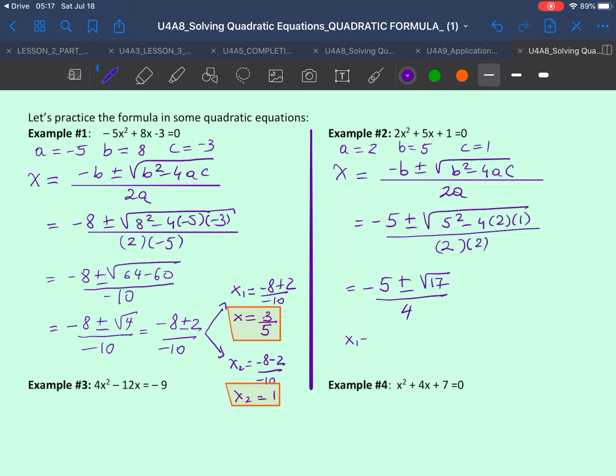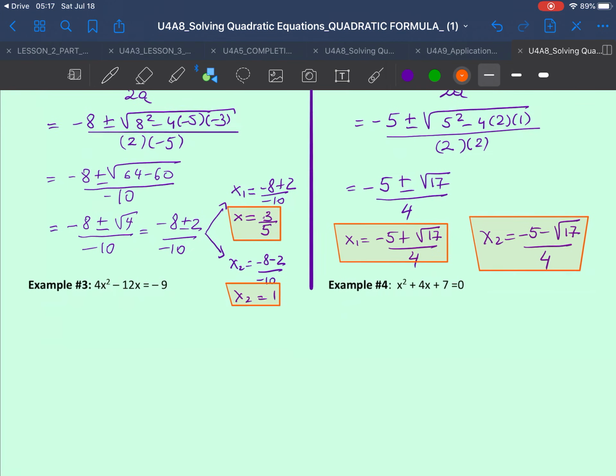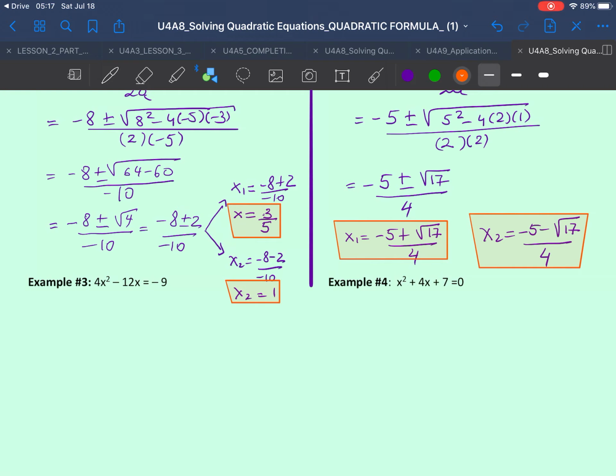So we're going to say that x1 equals negative 5 plus root 17 over 4, and x2 is negative 5 minus root 17 over 4. And I'm going to box the roots just very quickly here. And we're moving on to our next example. For the next example, we want to make sure all the terms are brought to one side of the equation. And we have 4x squared minus 12x plus 9 equals 0. The coefficients are 4, negative 12, and 9.